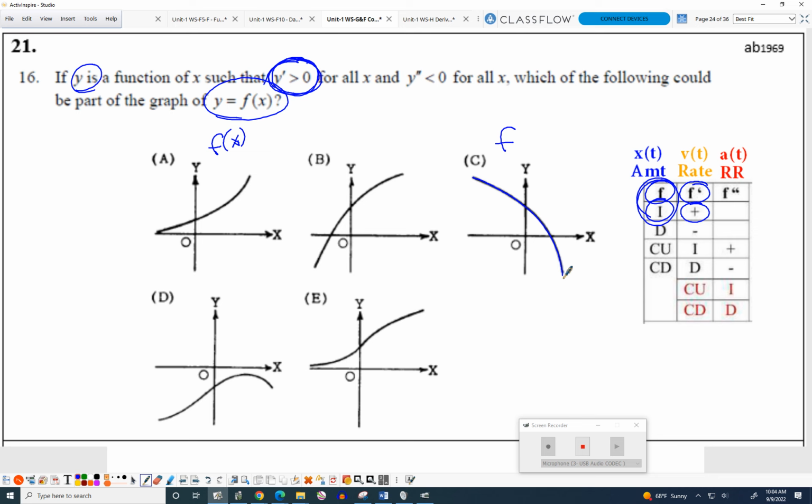Questions? Jason? Can't you also get rid of D with decreasing?